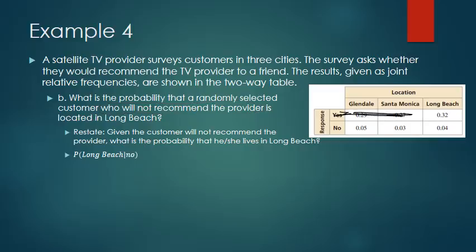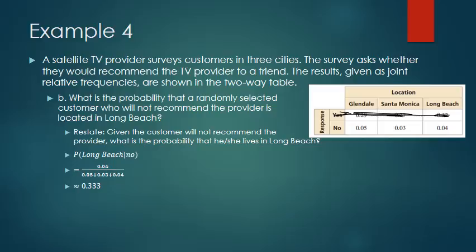Oops, erased way too much there. Let's get rid of that still. So I need to take what I have here, the probability of someone saying no in Long Beach, 0.04, and divide it by all of the no's added together. So that's my fraction, 0.04 divided by all of those no's added together, 0.05, 0.03, 0.04. Then I just simplify this, and when I type that into my calculator, I get 0.333. Repeating actually, but I'm just going to round for now.